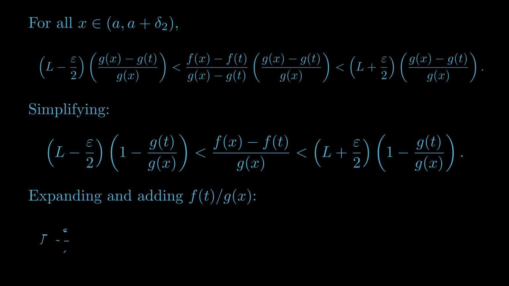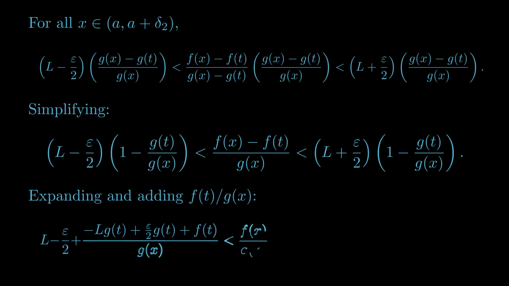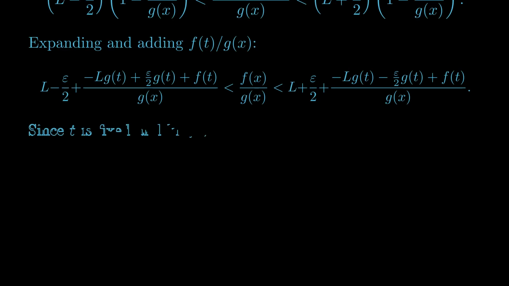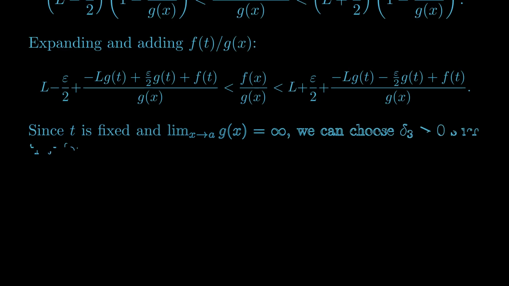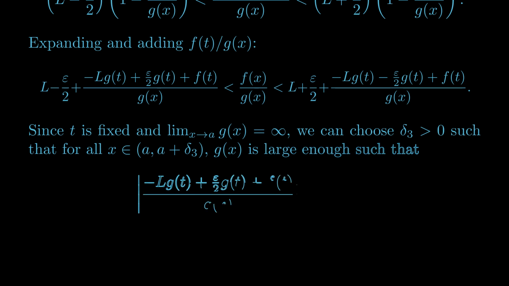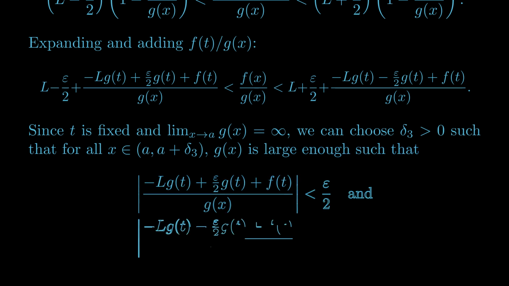Expanding the left side and right side algebraically and adding f of t over g of x to all three sides, we get just f of x over g of x in the middle as desired, and we get these two nasty expressions on the left and right. But those extra terms are things that we can bound. Since t is fixed, and the limit as x approaches a of g of x is infinity, we can choose a delta 3, such that for all x in the open interval from a to a plus delta 3, g of x is large enough such that both of these expressions are less than epsilon over 2 in absolute value.